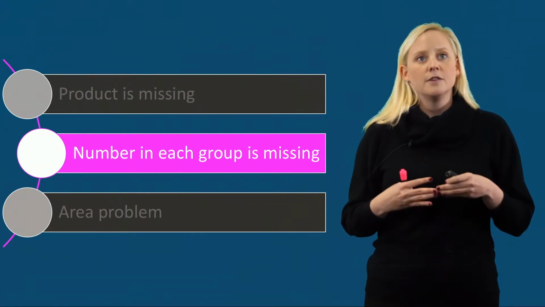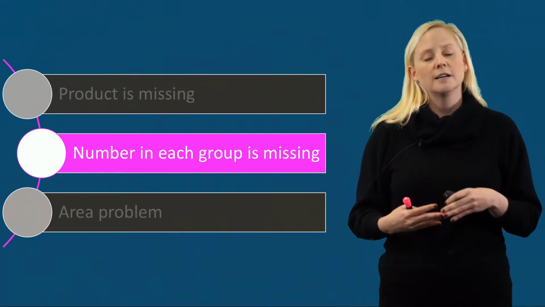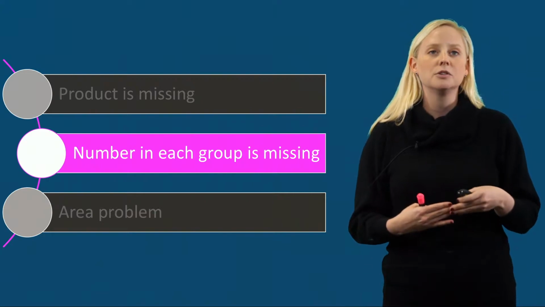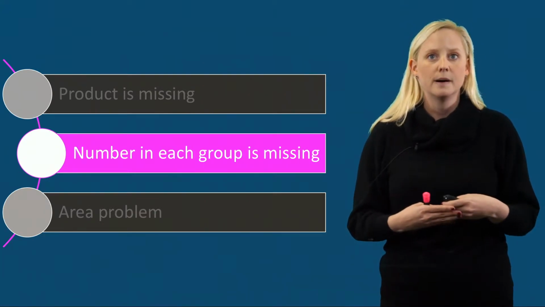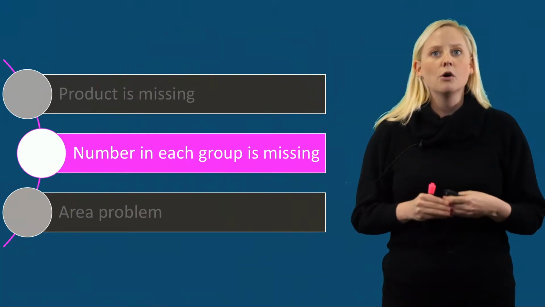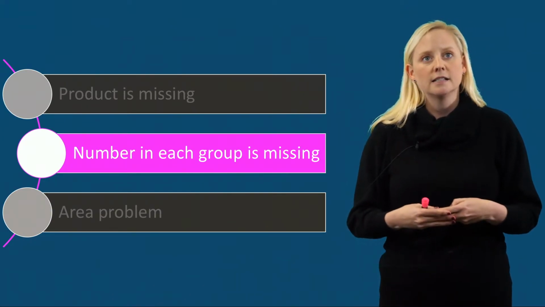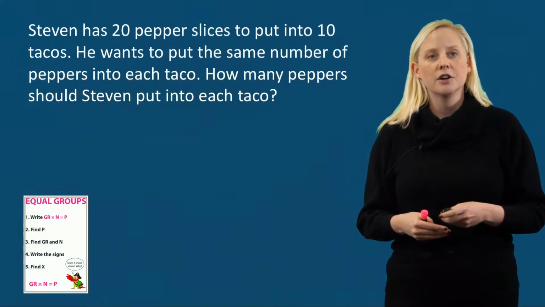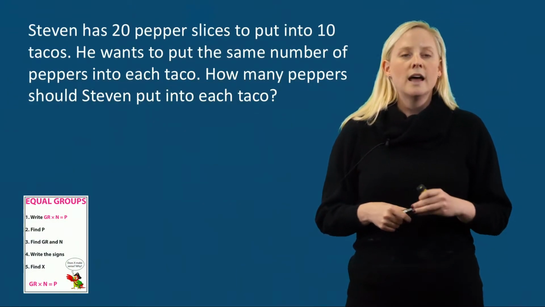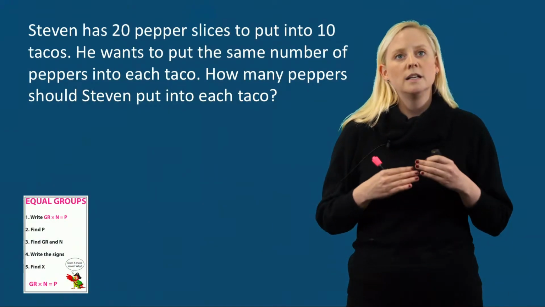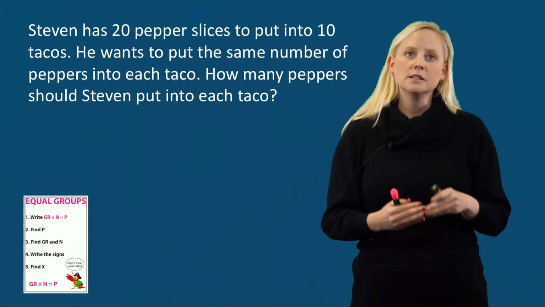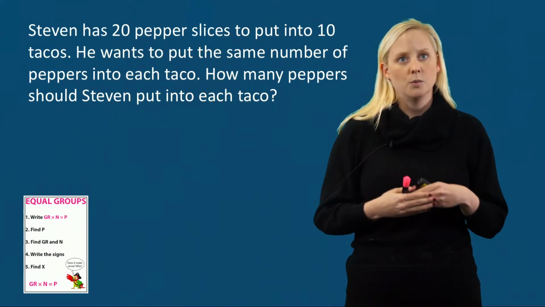The second type of equal groups problem that students often see or encounter on the Buccaneer problems is an equal groups problem where the number in each group is missing. So I'm going to take a second to model this. Let's take a look at our problem. Whenever we see a word problem, we need to run through it. This is our attack strategy we use for every word problem.